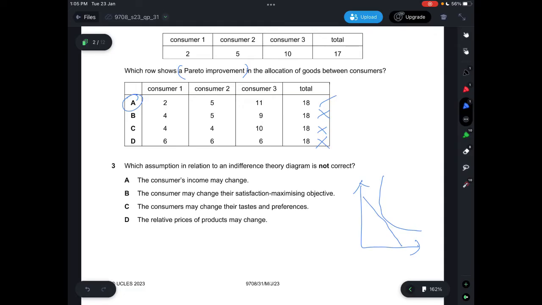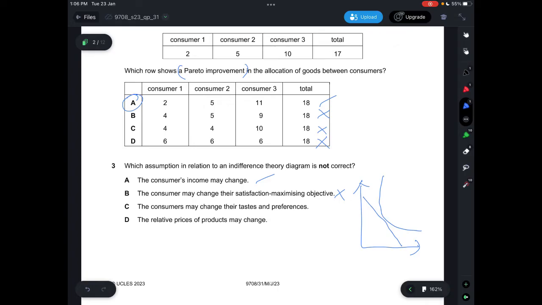So if you look at the 4 options here, A says the consumer's income may change. Like what I mentioned just now, income effect does actually cause that to happen, so A would be correct. B says the consumer may change their satisfaction maximizing objective, which is incorrect, because first of all, we have to assume that for the indifference theory diagram, we are getting maximum combination of 2 goods that will provide equal utility. So they will still maximize their satisfaction, which depends on their salary or income in this case, and also depending on the price of the 2 goods. So the objective is still constant, so B is incorrect.